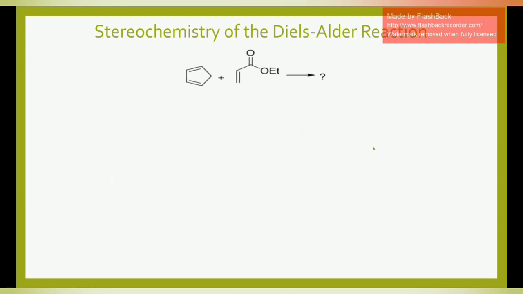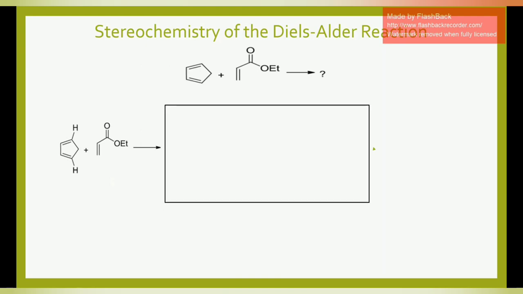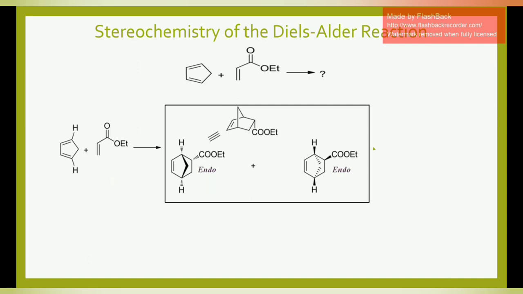Let's take another example in which cyclopentadiene reacts with ethyl acrylate to produce the Diels-Alder adduct. In this case, the outer groups of the diene are hydrogen atoms. So the Diels-Alder reaction will give an endo product in which the hydrogen and the ester group will be cis, and an exo product in which the hydrogen and the ester group will be trans to each other.